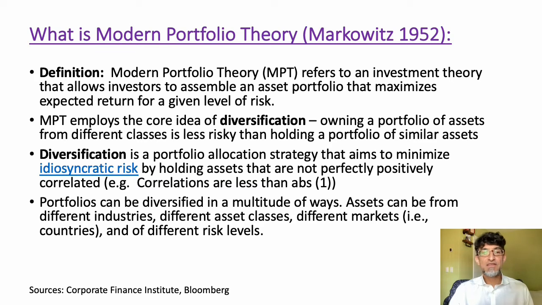So portfolios can be diversified in multiple ways. And this is a key point. In order to have this theory work, you need to invest in different asset classes and different markets, basically in countries at different risk levels. So if you invest in Tesla and Ford, that's not going to help you in any way.